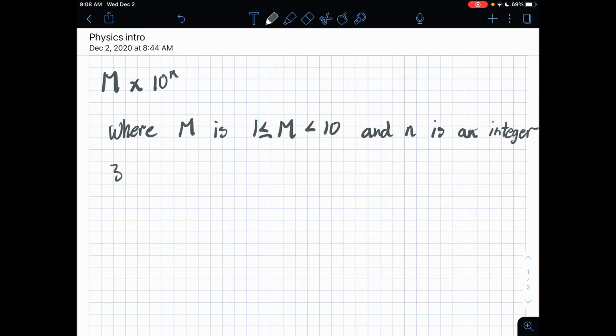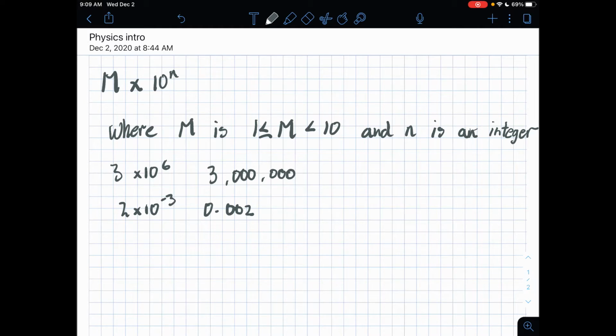For example, let's say 3 times 10 to the 6. That number will equal 3 million. Let's do another quick example. 2 times 10 to the negative 3 will equal 0.002. So the main use of scientific notation is just to compare very large numbers as well as very small numbers.